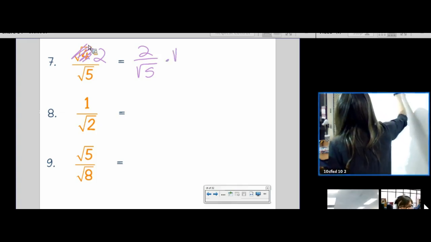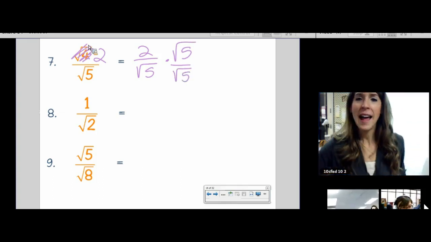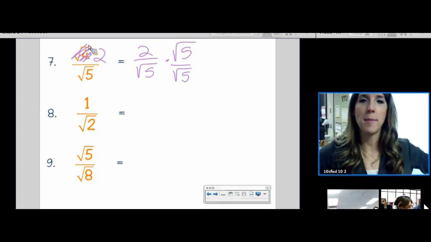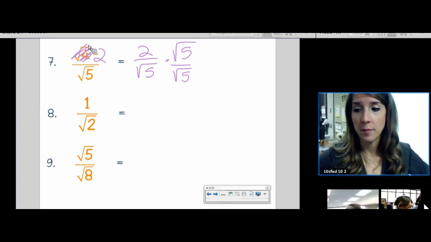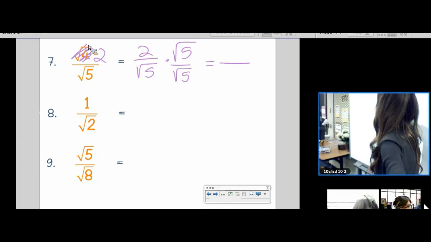So now we need to multiply by a really fancy number 1. How did I pick which number 1 to multiply by? I looked at the denominator. All right? So I'm going to multiply across the top.